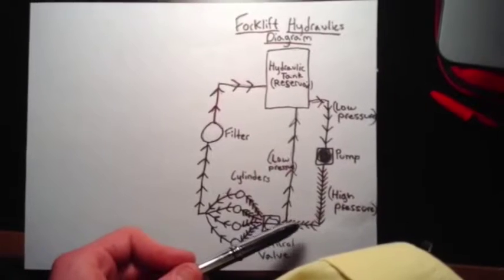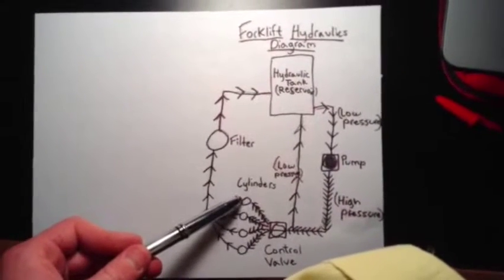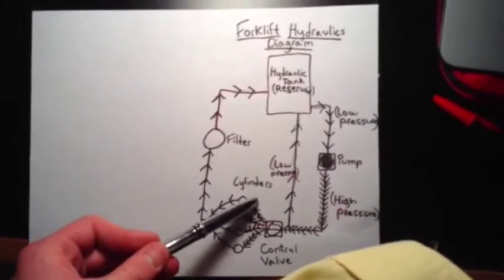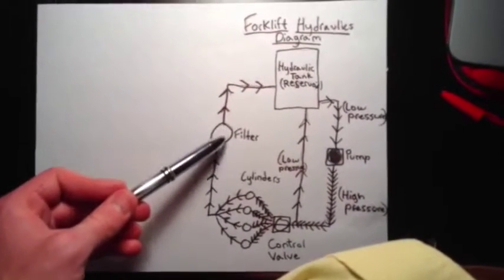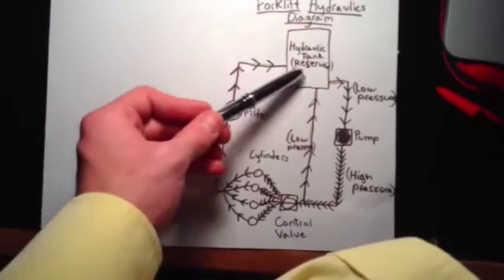Once the fluid passes through the control valve, it is sent to the cylinder, where it is used to do a specific operation. Finally, the fluid is sent to a low-pressure line, where it is then filtered and emptied back into the reservoir.